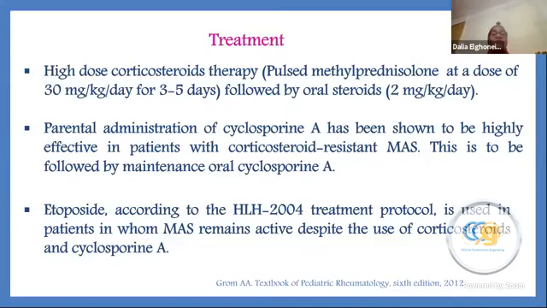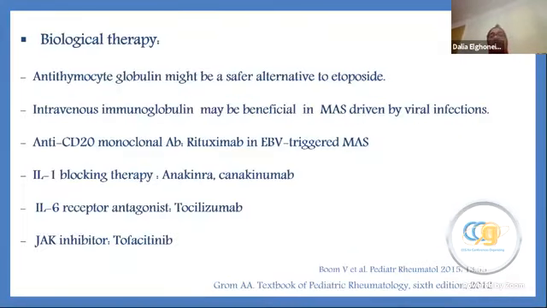But unfortunately, this is not the story in every patient. Some patients are resistant to the steroid and cyclosporin. We, as pediatric immunologists and rheumatologists, do not favor etoposide, but we are obliged to use it in resistant cases, and it is used in the same doses and same regimen as the HLH 2004 treatment protocol. Coming to the biological therapy, some prefer to use anti-thymocyte globulins instead of etoposide in steroid and cyclosporin-resistant cases. Intravenous immunoglobulin may be beneficial if it is driven by viral infection, as in our case. I prefer to give her intravenous immunoglobulin together with dexamethasone. Anti-CD20 monoclonal antibody, rituximab, is used in case of Epstein-Barr virus-triggered MAS.